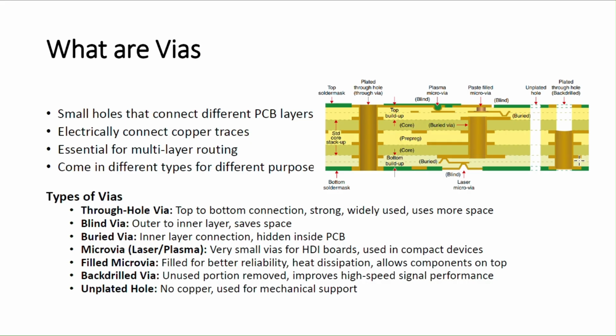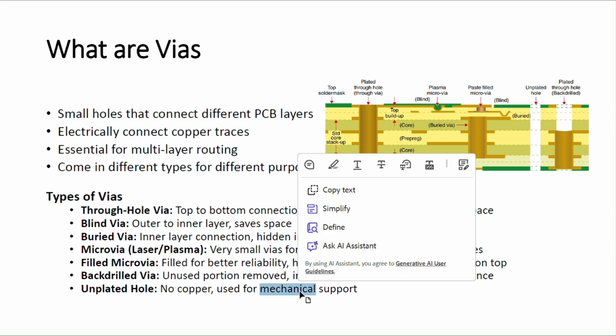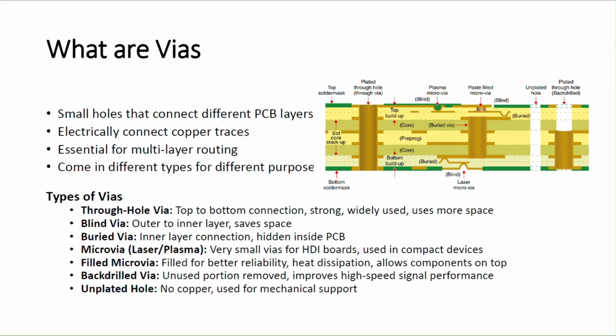Then the unplated hole. This is the unplated hole. You can consider an unplated hole mainly for mechanical support, like mounting holes or any kind of fixture holes for the connectors, or if you just pass a wire from top to the bottom. So these kinds of things you can use the unplated hole for. Here I mentioned it is mainly for mechanical support. Yes. So that's all about this PCB cross section.